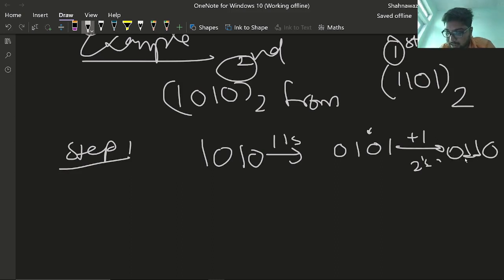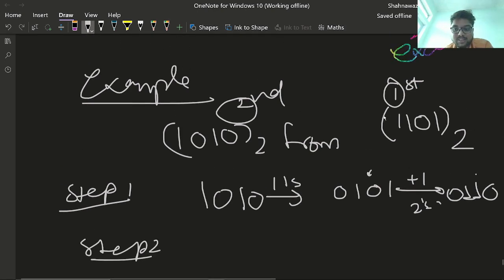If you don't understand the logic, you can pause the video and watch where I have explained the concept of addition, and what happens when we get two ones at the same place, to understand this concept better. Now, in the second step, you have to add this to the first number.